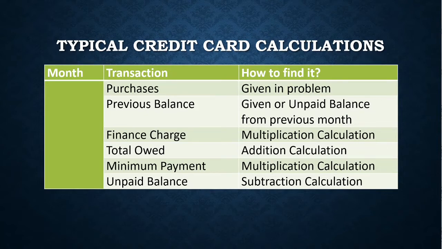And the problems that we're going to do, the purchases and possibly the previous balance, are going to be given to you in the problem. The previous balance you might have to find from the previous month if you're doing a multi-month problem. The finance charge is going to be a calculation you're going to do. It's a percent calculation that uses multiplication. Total amount owed is a simple addition problem. Minimum payment, like the finance charge, is a multiplication calculation using percents. And then finally, to get that unpaid balance, you're going to do a simple subtraction.